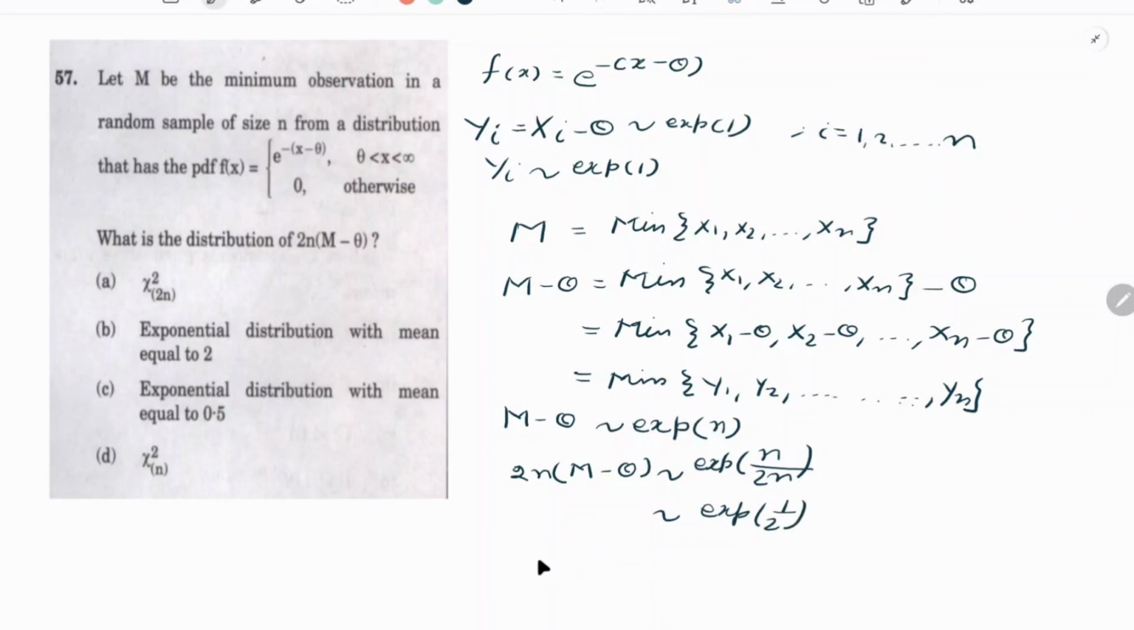So if lambda is half, then what is the mean? Mean is 1 upon lambda. The value of lambda is 1 upon 2, so the mean will be 2. So this 2n times (M minus theta) is exponentially distributed with mean 2. Option B is correct.